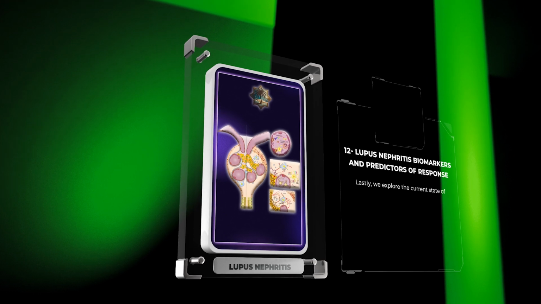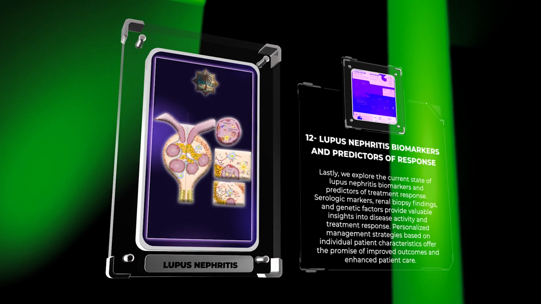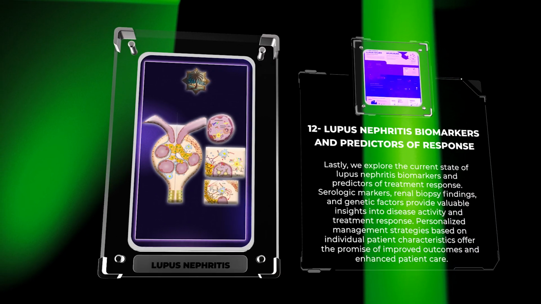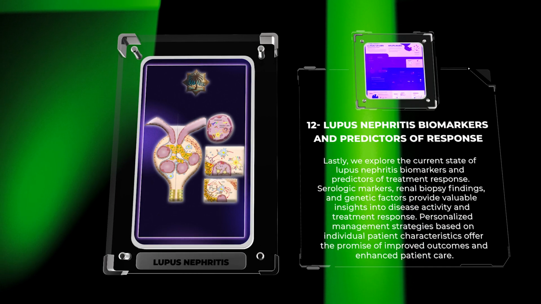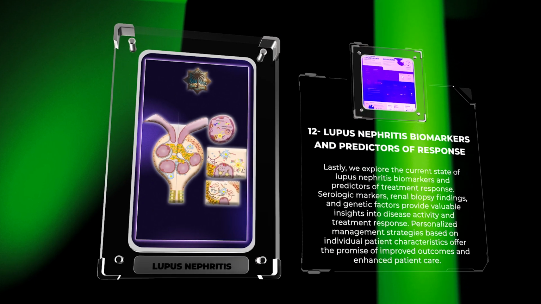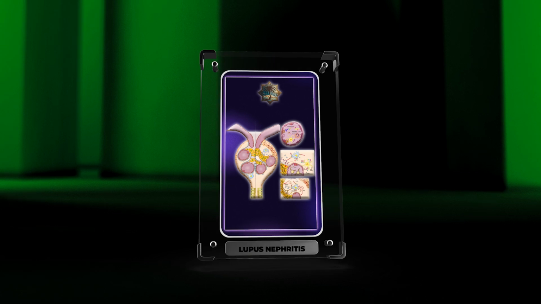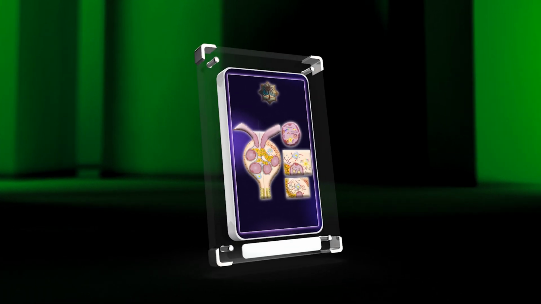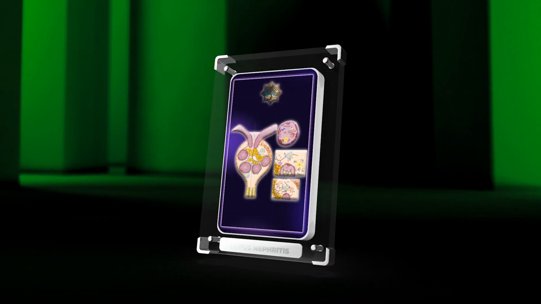Lastly, we explore the current state of lupus nephritis biomarkers and predictors of treatment response. Serologic markers, renal biopsy findings, and genetic factors provide valuable insights into disease activity and treatment response. Personalized management strategies based on individual patient characteristics offer the promise of improved outcomes and enhanced patient care. In conclusion, an understanding of the complex aspects of lupus nephritis, such as the etiology, clinical manifestations, and therapeutic strategies, is paramount for optimal patient management.